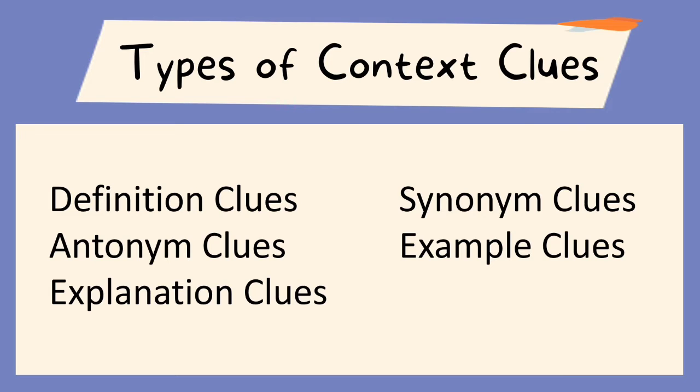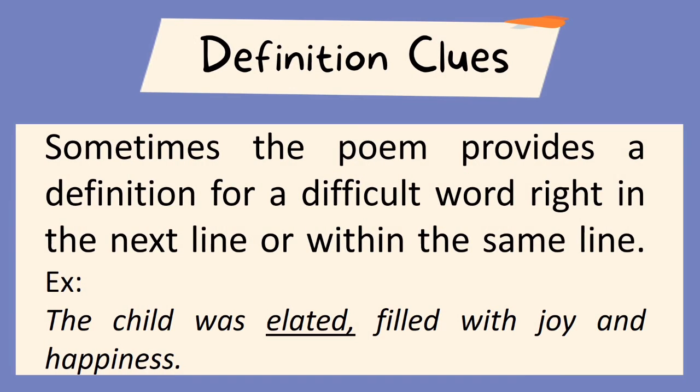Now here are the types of context clues in poetry. Definition clues, antonym clues, explanation clues, synonym clues, and example clues. In definition clues, sometimes the poem provides a definition for a difficult word right in the next line or within the same line. For example, the child was elated, filled with joy and happiness. The unfamiliar word is elated, which is defined as filled with joy and happiness.